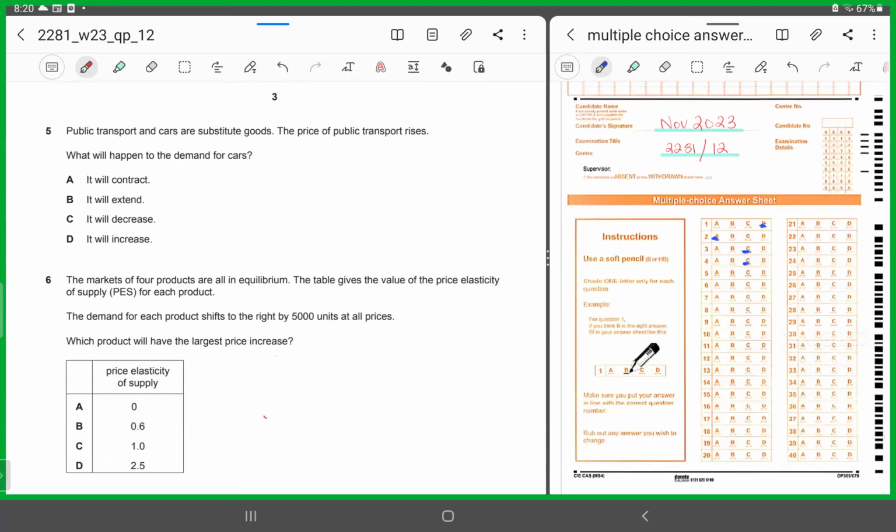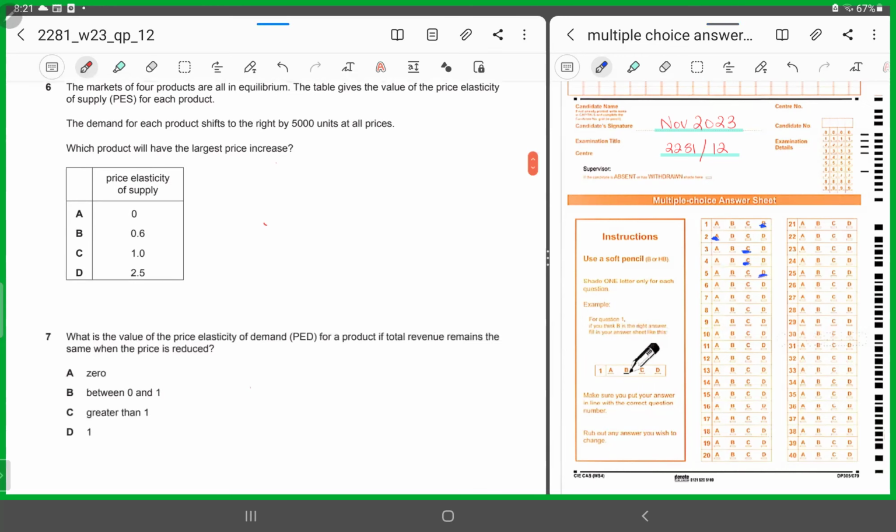So now what is happening in this situation? The price of public transport is increasing. So if the price of public transport is increasing, what should happen to the demand for cars? The demand for cars should increase, right? Now option A and B says it will contract and extend. You see, contraction and extension in demand is the scenario when we are talking about the price of the good itself. But when we are talking about factors other than the price of the good itself, we talk about either an increase or a decrease. Now, in this situation, the price of the public transport was increasing, so the demand for the cars has to increase. So D is the correct answer. I hope you all are with me.